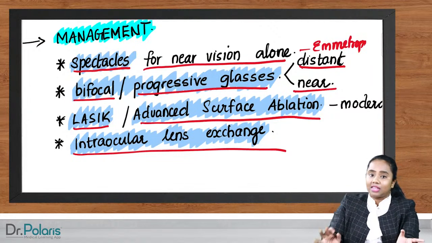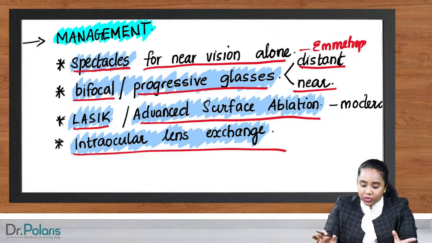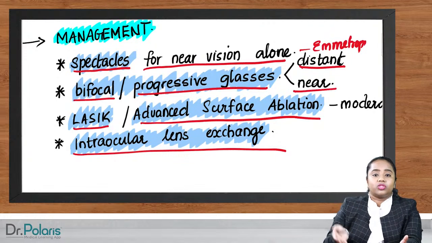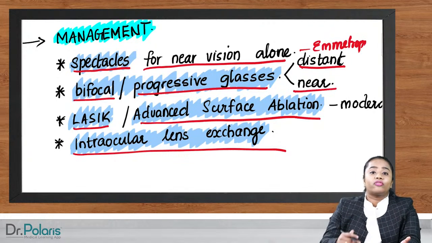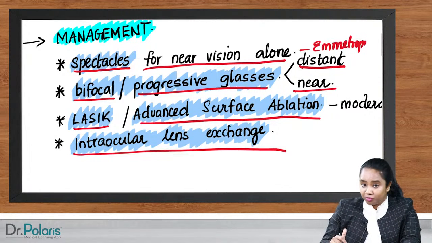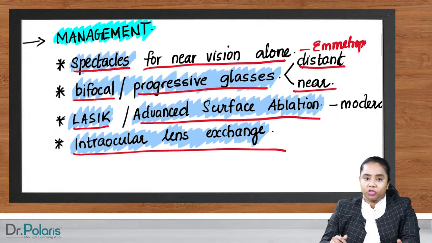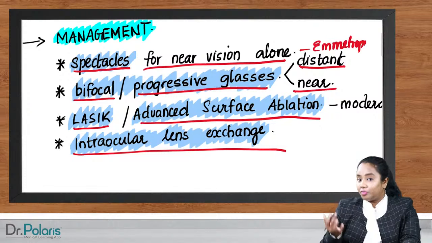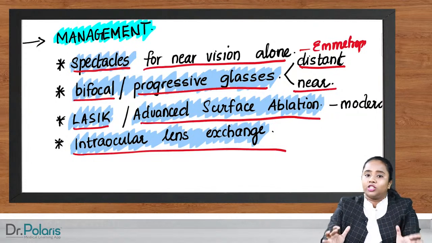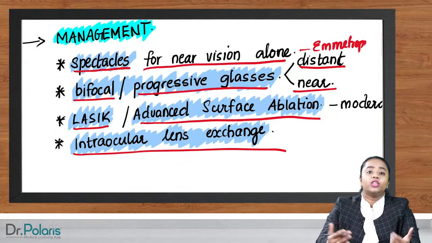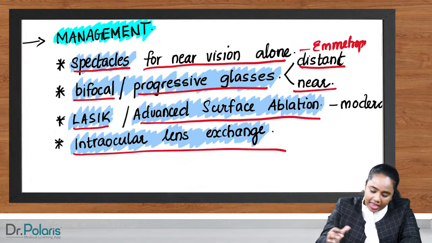So the treatment modality starts with spectacles for near vision in case of emmetropic pseudophakia, and bifocal or progressive lenses, which are going to satisfy the need of both distant vision and near vision in case of a patient with consecutive myopia or consecutive hypermetropia, mainly consecutive hypermetropia. Then LASIK or advanced surface ablation if it is a moderate kind of error. Otherwise, especially if it's a high grade, you go for intraocular lens exchange.